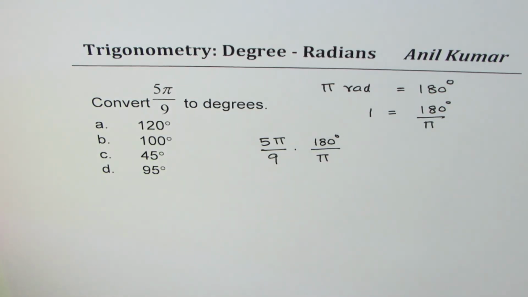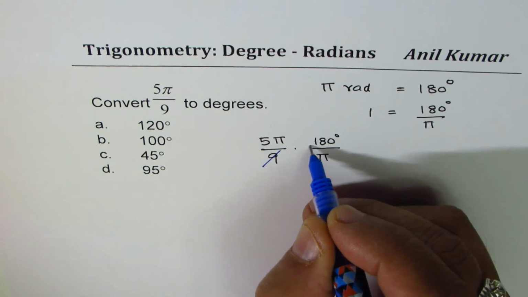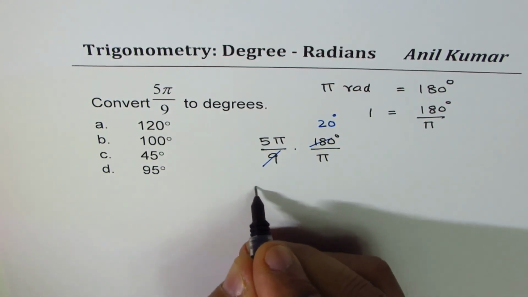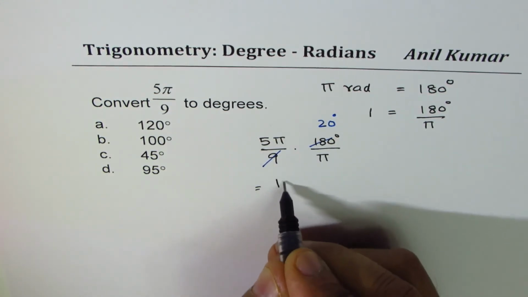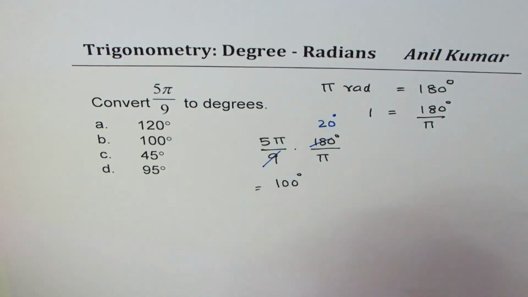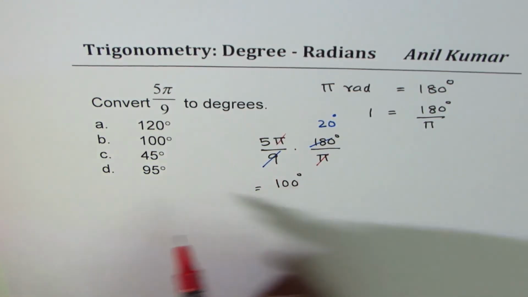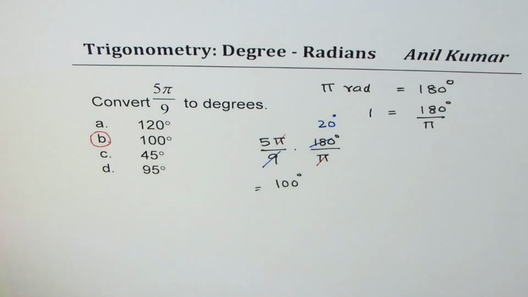Perfect. Now it's time to simplify. 9 times 20 is 180, so we get 20 degrees. When you multiply by 5, you get 100 degrees. Of course, pi and pi will also cancel. That was the whole purpose. So we get the answer in degrees, and option B is the right option. I hope with this you have learned how to convert degrees to radians and radians to degrees. The important thing to remember is the basic relation, pi radians equals 180 degrees.